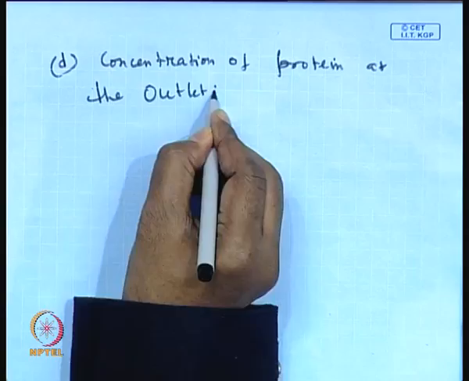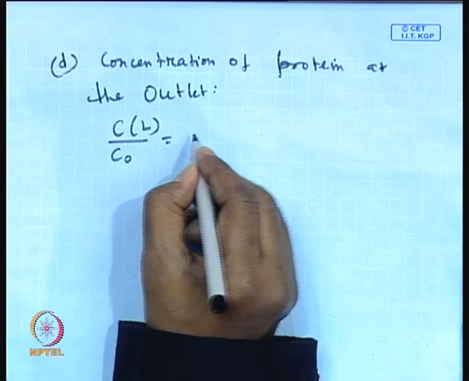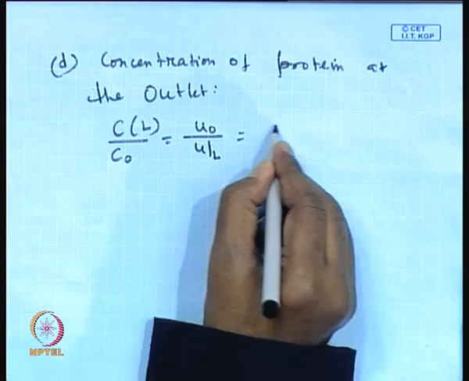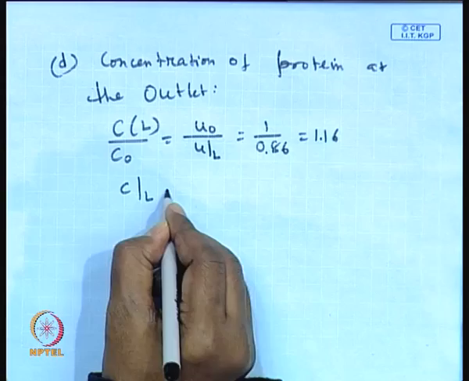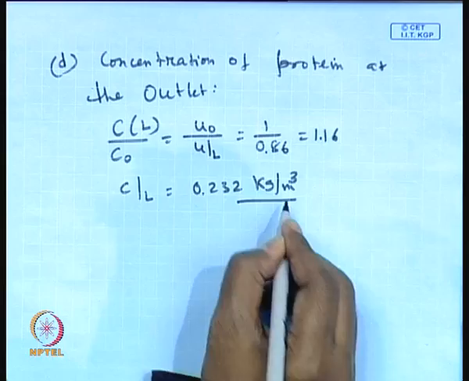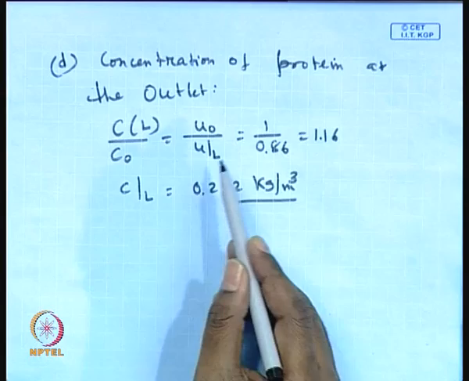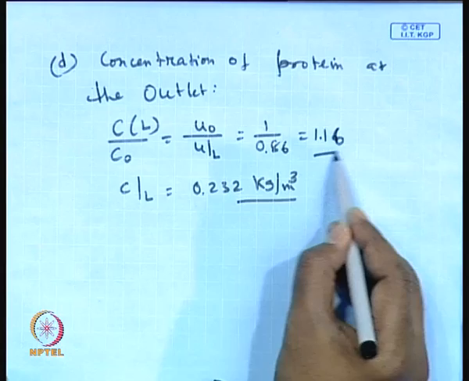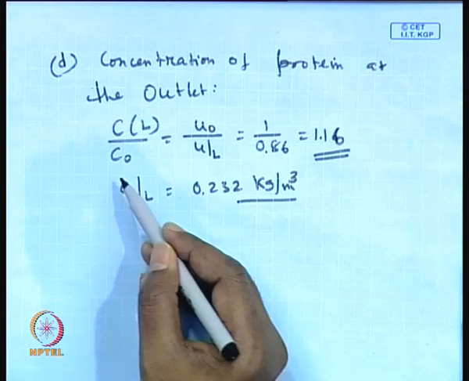at the outlet. So, C L divided by C naught is the inverse of the previous problem, U 0 divided by U at L. So, it is 1 over 0.86, this turns out to be 1.16. So, C at L turns out to be 0.232 kg per meter cube. Okay. So, in this particular problem, for this particular module, its dimensions and the operating conditions, you are only concentrating it by 16%, from C by C naught is about 1.16.